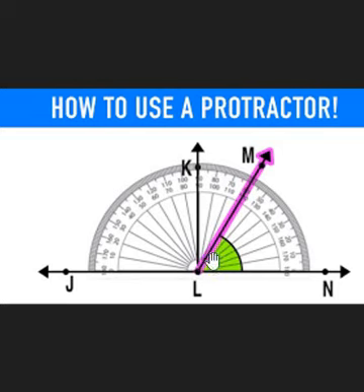It's the green part here between 2 lines or 2 arrows, as you can see. They must intersect each other. This part here represents the angle between them. How can I measure it? By using this tool, which is the protractor.